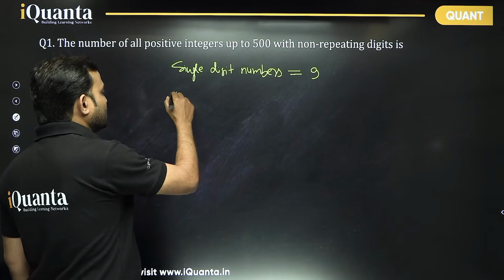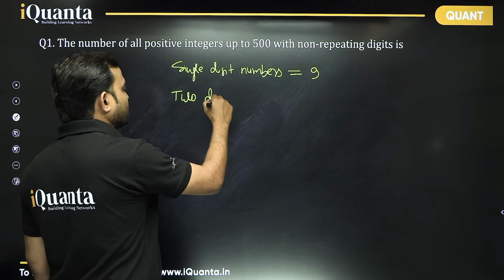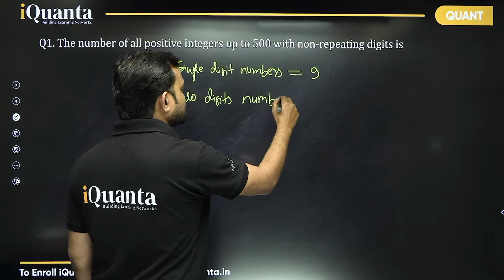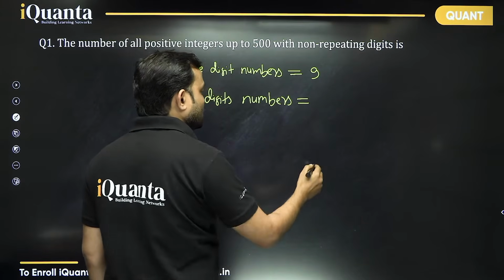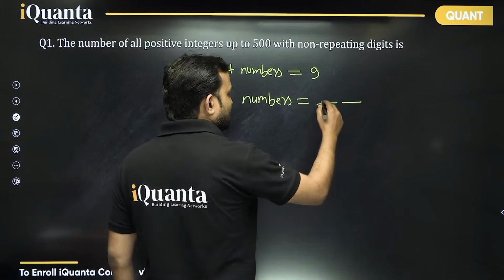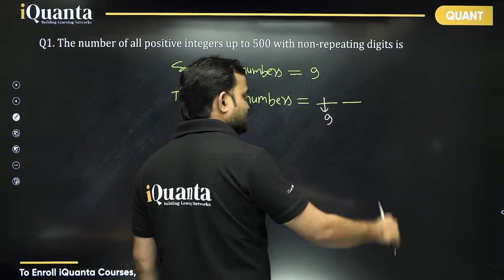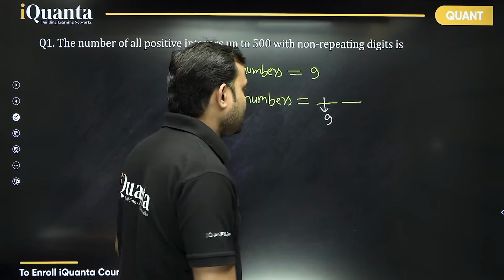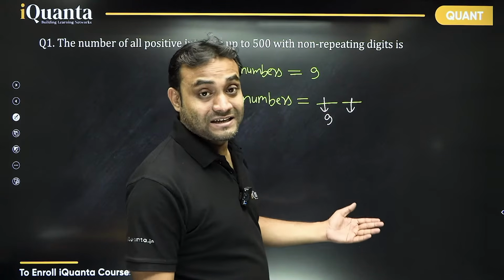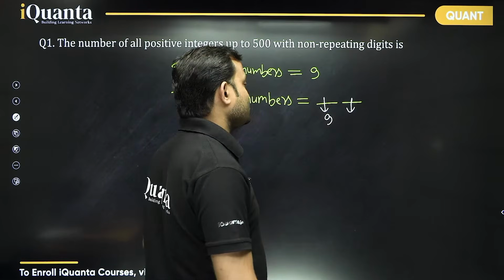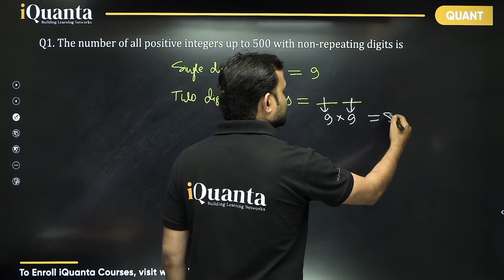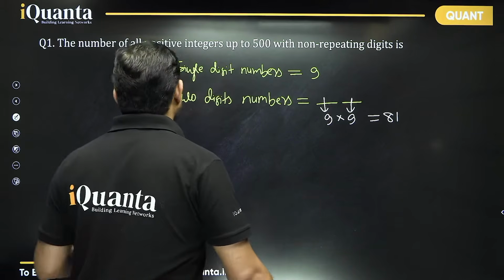How many two digit numbers will be there? So we have two places. The first place we can fill with 9 distinct digits, 1, 2, 3, 4, 5, 6, 7, 8, 9. And the second place we can again fill with 9 distinct digits, because one digit has been used here and 0 can be used here but not at the first place. So 81 such numbers are there.